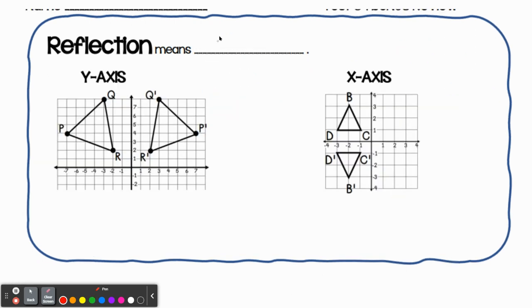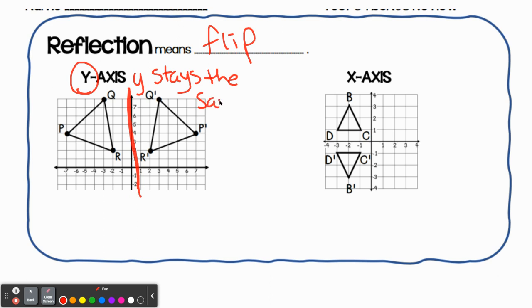Reflection. Reflection means you're flipping your shape across either the x or the y axis. When you reflect your graph across the y axis, it will always have the same algebraic expression. If you flip it across the y, that means the y stays the same. To write that algebraically, you would write x comma y, and you would leave the y alone. The y stays exactly the same, and the x becomes a negative.